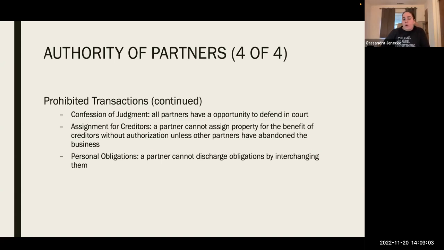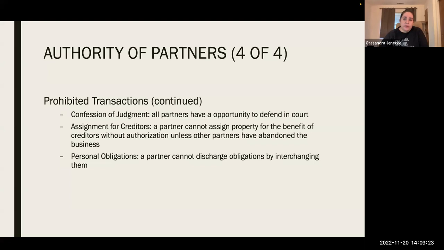Confession of judgment. So all partners have an opportunity to defend the partnership in court. You can't prohibit one partner. Maybe they have gone off the deep end. Maybe they are not kind or helpful to the other partners or to the business themselves. You can't prevent them from coming and trying to defend the business.